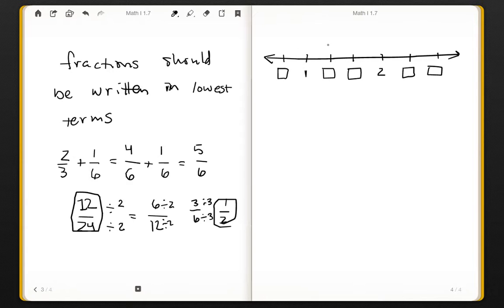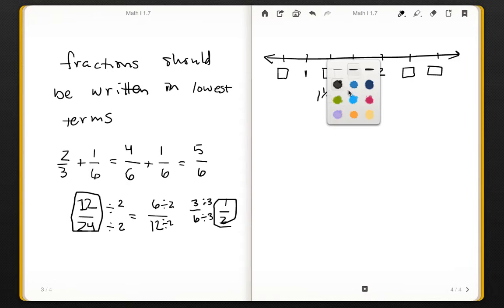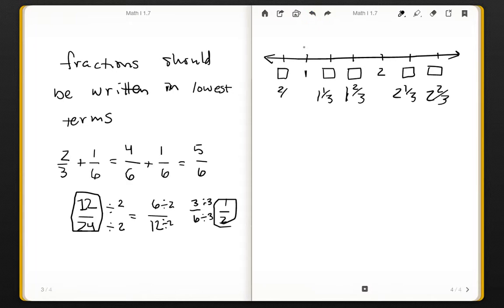So if I was going to split this up, it'd be 1, 2, 3 parts. So each of these 3 parts is 1/3. So this is 1 and 1/3, 1 and 2/3, 2, that'd be 2 and 1/3, and then 2 and 2/3. The one before 1 would be just 2/3. Getting out of hand with those threes.